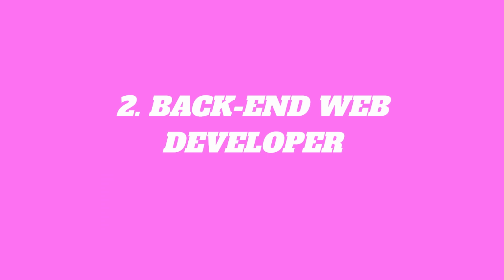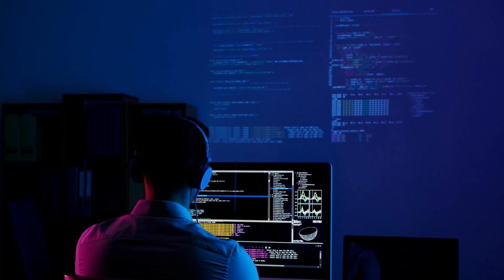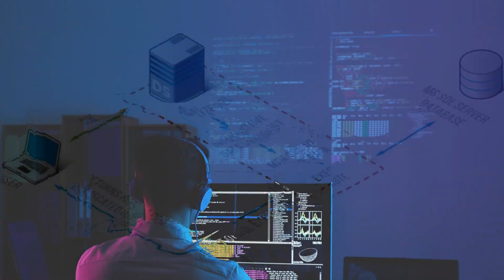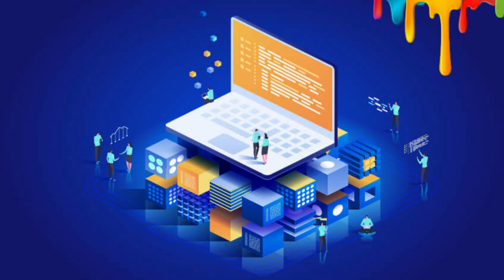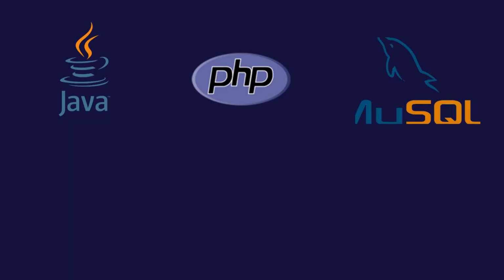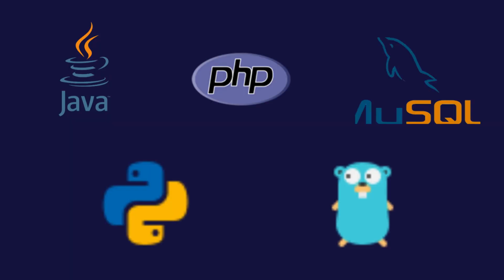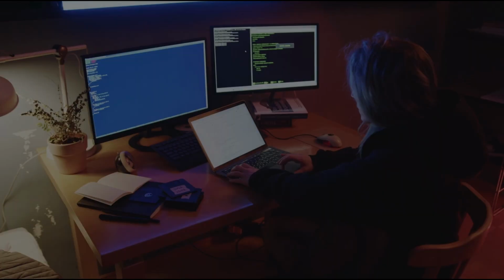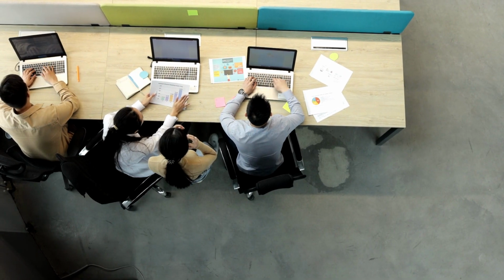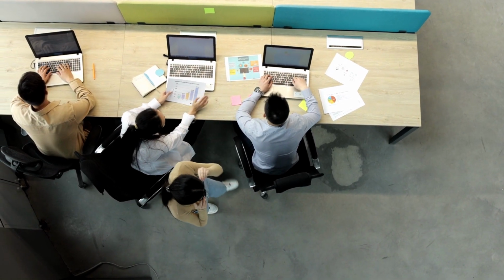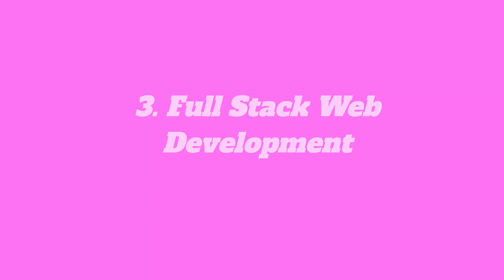Number 2. Back-end web development. The back-end web developer is responsible for building and maintaining the code that runs a website. This code connects the website to the server and ensures that data flows properly to the website and that transactions are processed correctly. Typical programming languages include Java, PHP, and MySQL. Newer tools include Python and Golang. Back-end web developers can keep up with changes in technology by participating in networking communities that share coding tips and support.